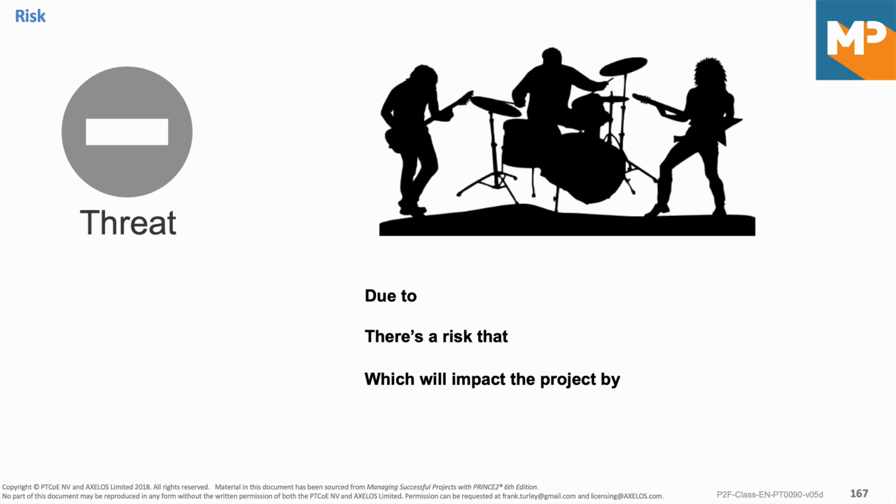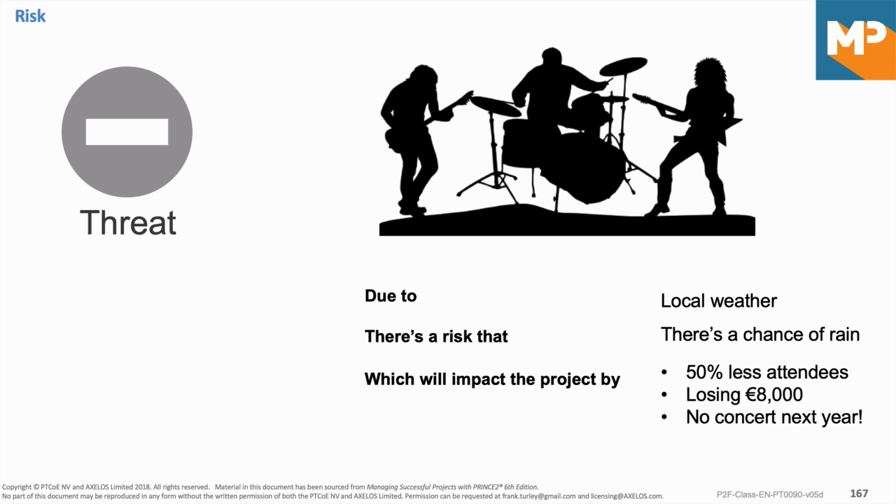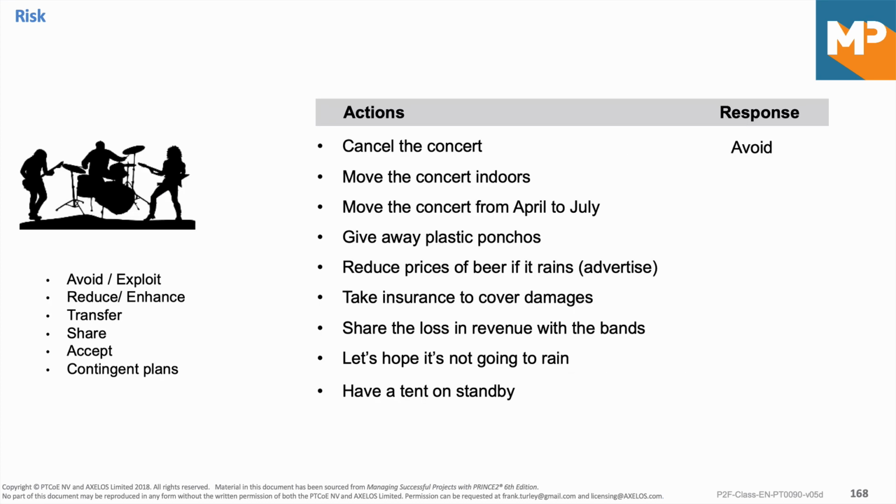I'm trying to organize a concert for about 5,000 people in my local town, let's say, where I live in Belgium. Due to the local weather, there is a chance of rain, which will have the following impact on my project: 50% fewer people will attend. I will lose 8,000 in this event, and I won't have money to put a concert on next year. So that's a big risk for me. Now let's look at some responses.